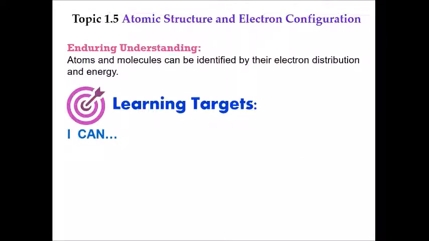Let's look at our learning targets for today. The enduring understanding: atoms and molecules can be identified by their electron distribution and energy. Now, electron configuration is 1.5. We will not get to the speed of light equals the wavelength times the frequency, or the energy is equal to Planck's constant times the frequency. We won't get to these calculations until Unit 3. They have them separated into two totally different topics. So note that we will get back to the energy part of the distribution later.